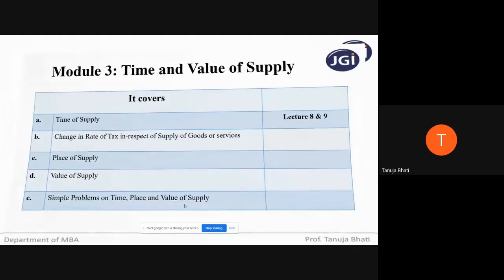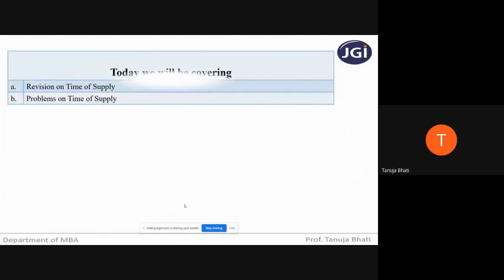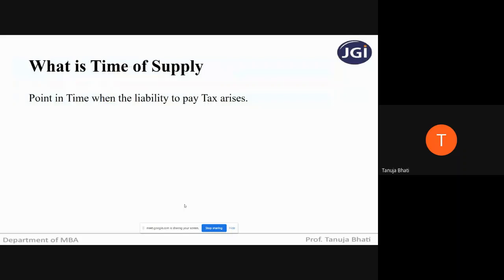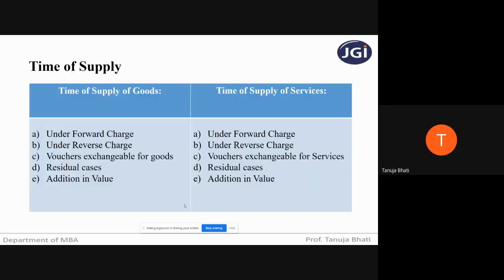So today we will be revising again the time of supply and we'll be continuing with the problems on time of supply. So what is time of supply, students? Again, to repeat, time of supply is the point in time where the liability to pay tax arises. So we have seen time of supply in case of goods as well as services.